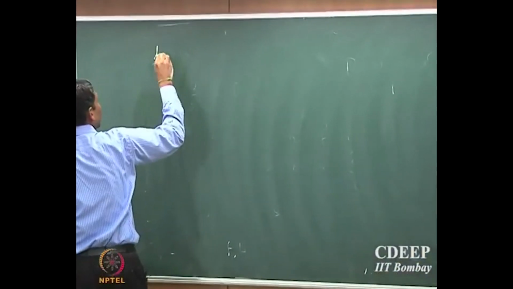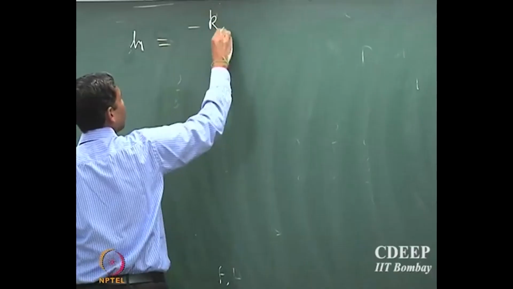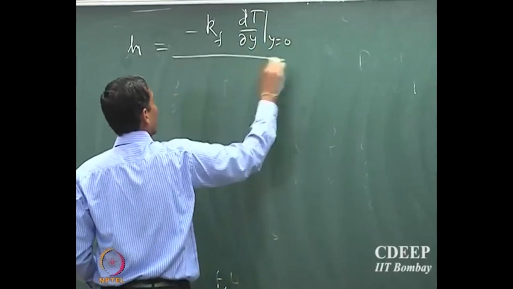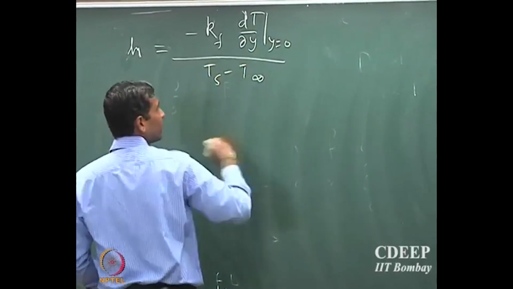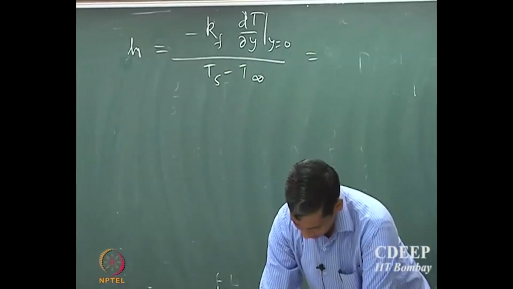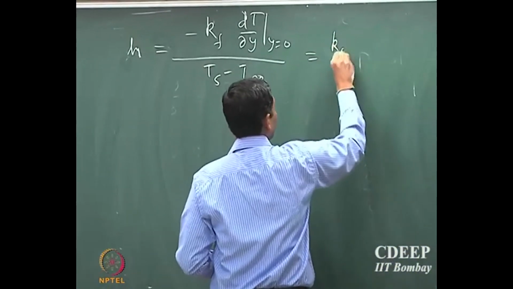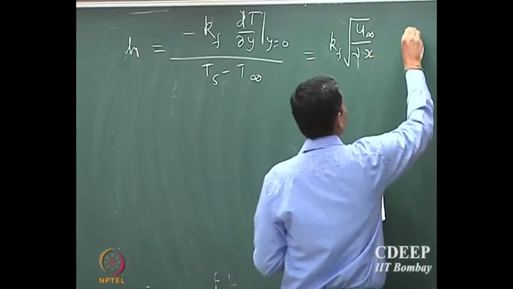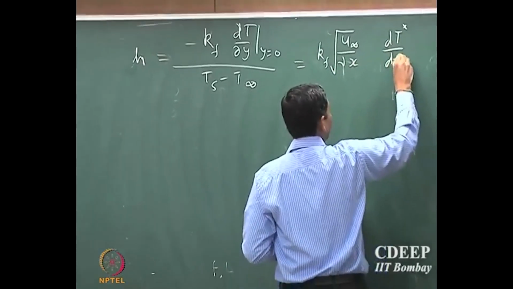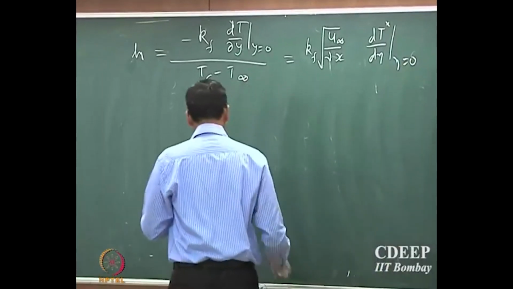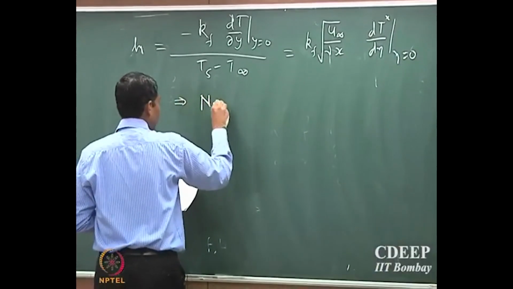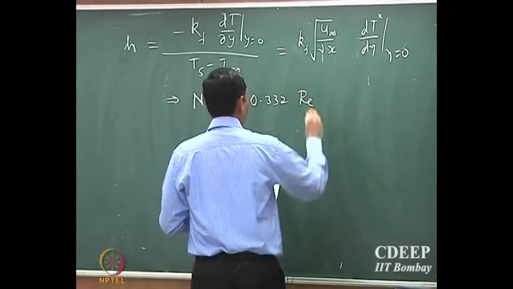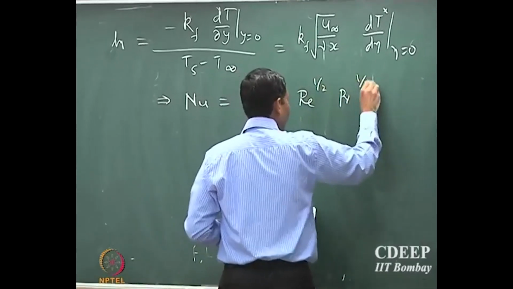So the heat transport coefficient is minus k d∂T/∂y at y equal to 0 divided by Ts minus T infinity. So we introduce all the scaling, and that will turn out to be Kf into square root of u infinity by mu into x into dT star by d eta at eta equal to 0. And so from here you will find that the Nusselt number is equal to 0.332 Reynolds number to the power of half into Prandtl number to the power of 1 by 3.